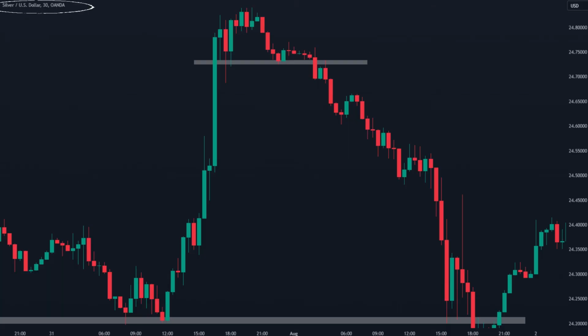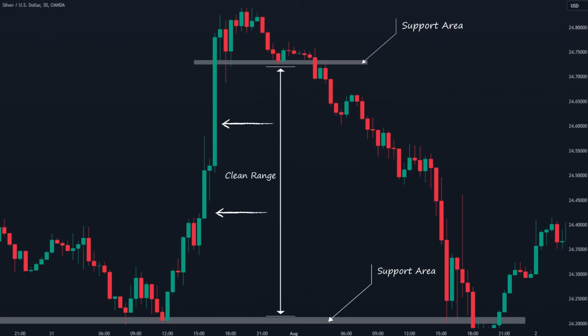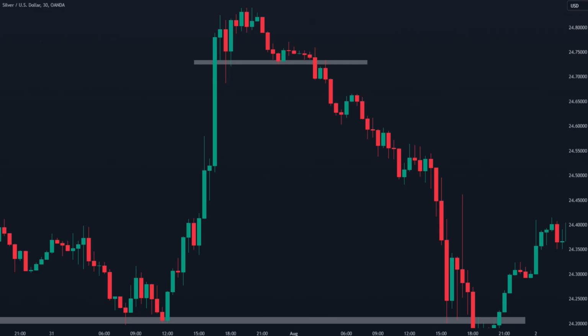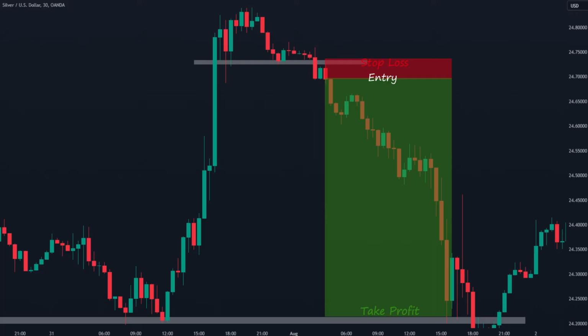In the last example, we have silver in the 30-minute time frame. First, we draw support areas. Second, we identify the tradable range, and these candles give us a nice clean range to trade. Third, we need a confirmation for the entry price, and this engulfing candle closes below support and gives us a good entry with a stop above its wick and targets the next support area.